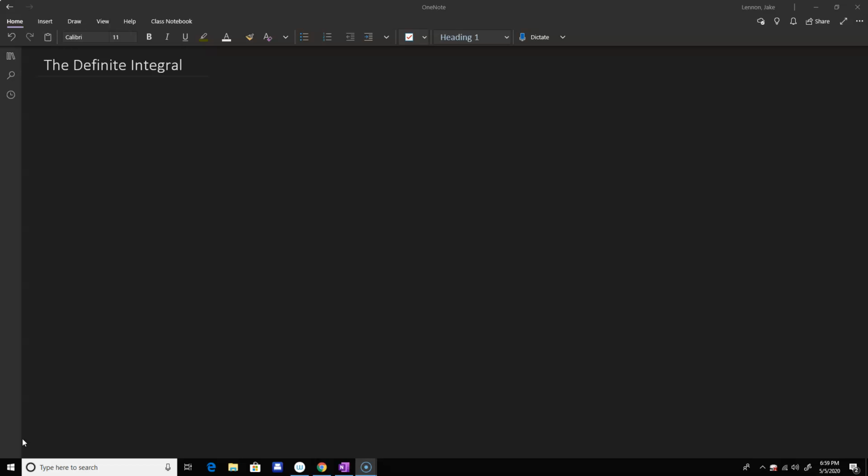Hello everyone, so today we're going to talk about the definite integral. So this is an extension of the Riemann sums we looked at last time. So let's recall what that idea was.